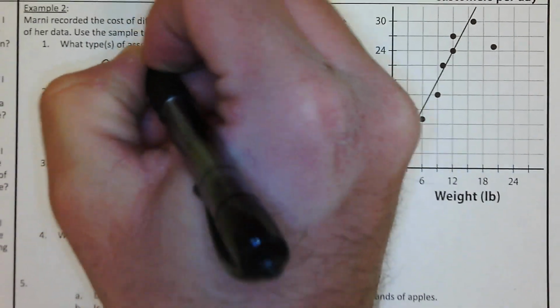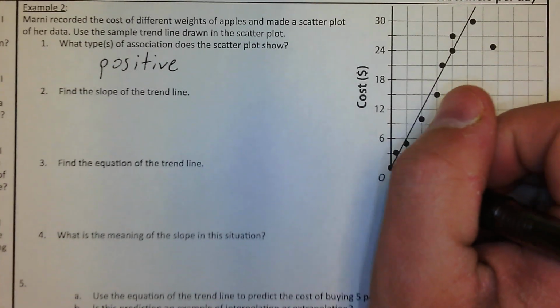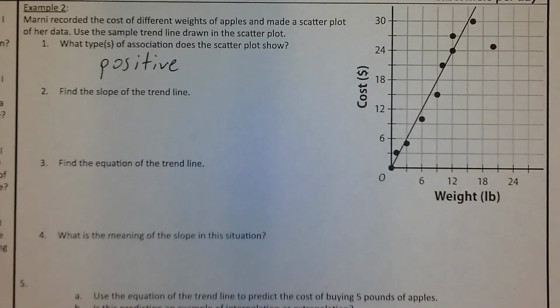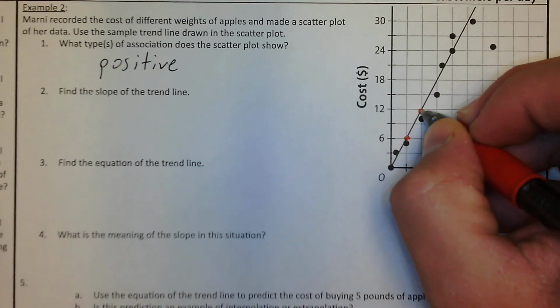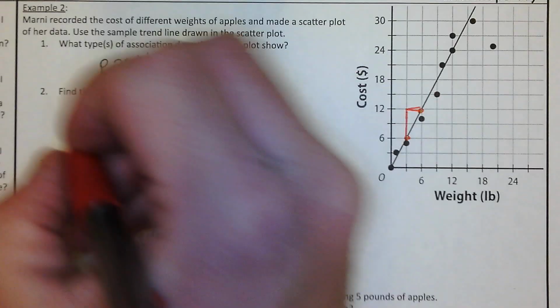If from left to right it's going in the upward direction, that type of association would be positive. Now to find a slope, again, we're going to use our rise over our run. So let's pick a couple points. Let's go with this point and this point. Then we're going to do our rise over our run.